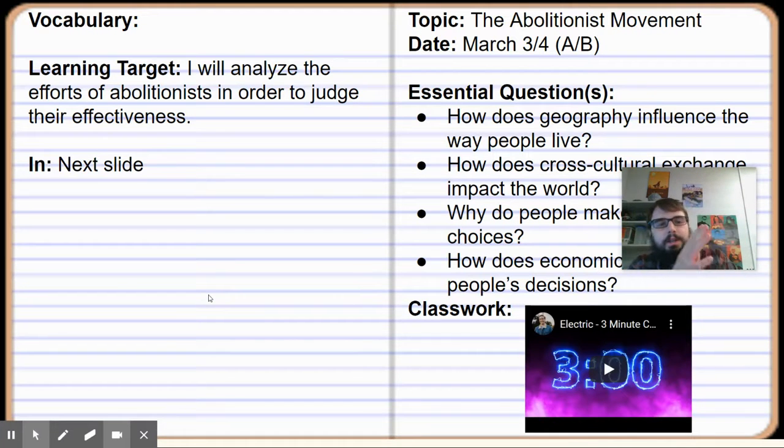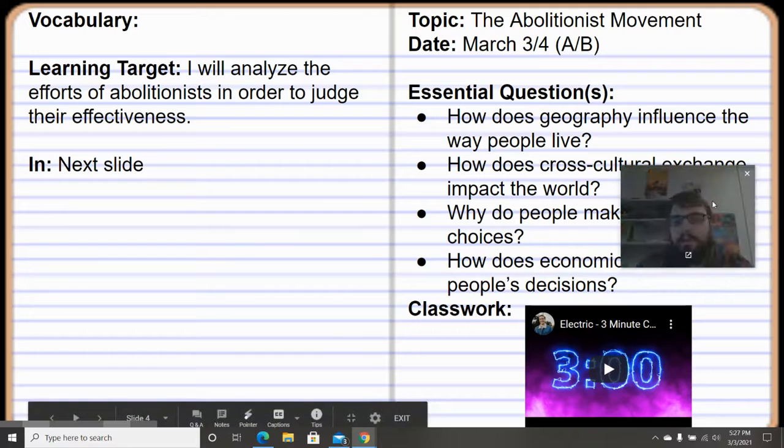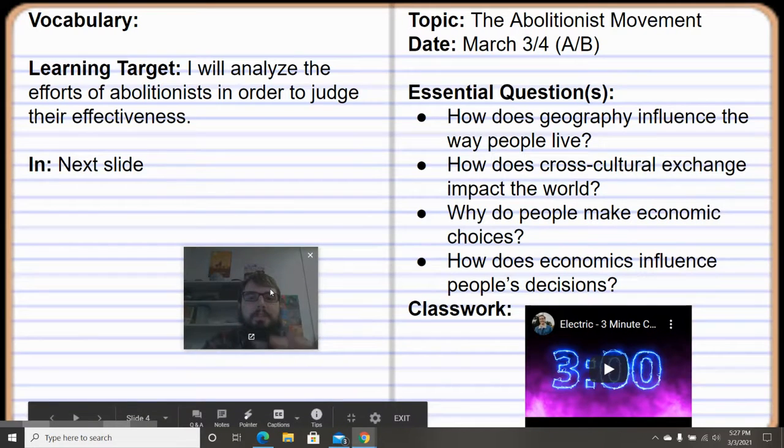All right. Our learning target for today, we are going to analyze the efforts of abolitionists in order to judge their effectiveness. Okay, so we are going to be judging, were they effective or were they not effective? Our in, we're actually going to do on the next slide, and you'll see why in just a second. So go ahead, pause, take about 3 minutes, write down what you need to in your notebook.